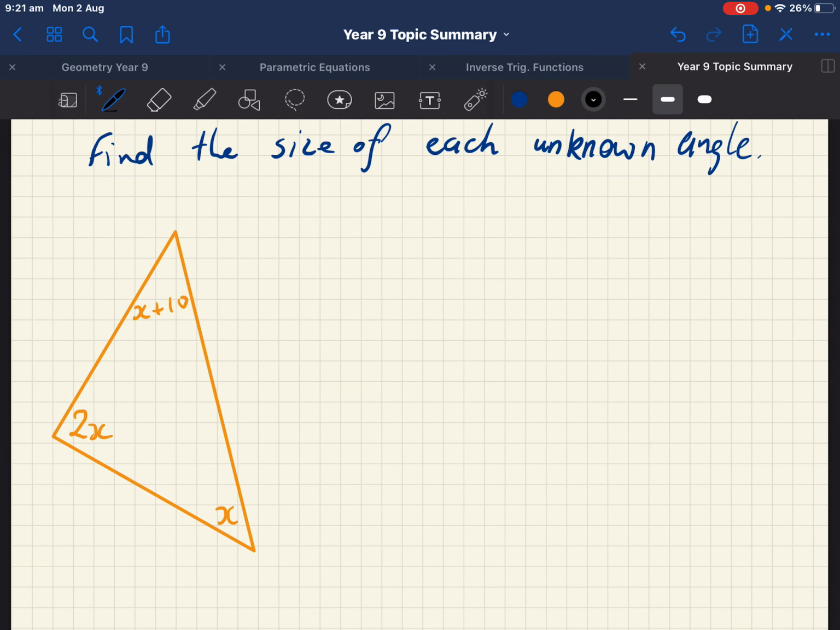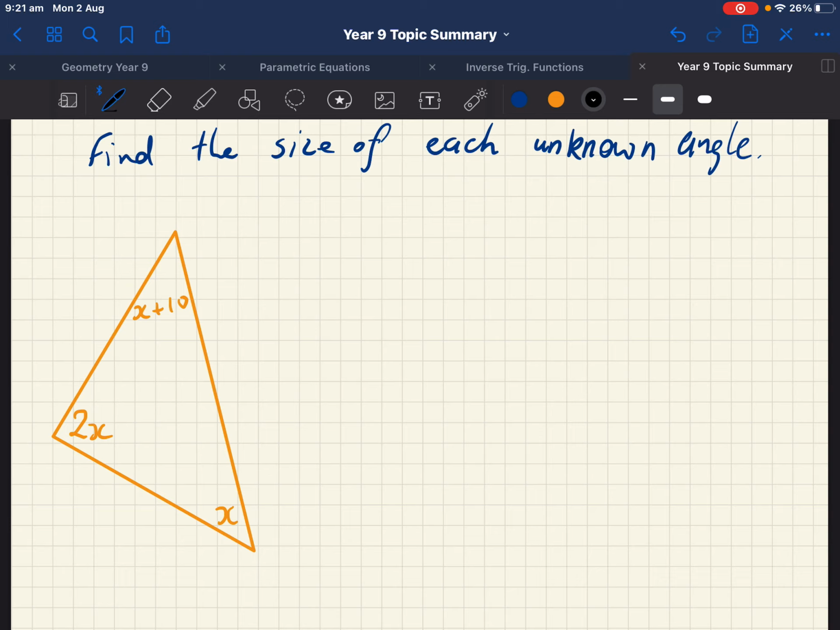All right, the next one. Again, the same sort of deal, right? Pause the video, have a go. This one's a bit trickier. You're trying to find the size of each unknown angle. Congratulations, every single one of those angles is unknown. We need to find the size of each of those three angles. So have a go, pause the video, write up your equation, simplify and solve it, and see if you can work out the size of the three angles.